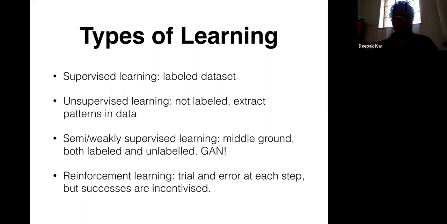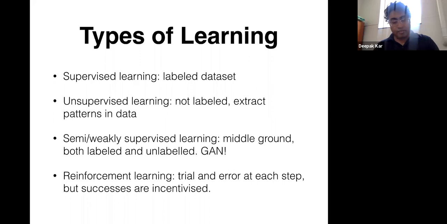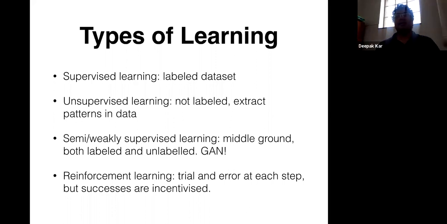A middle ground between them is called semi- and weakly supervised learning. It uses both labeled and unlabeled data. GAN is an example, and there are a few other examples as we go along. I'm not going to talk about it in the context of particle physics, but people use something called reinforcement learning, where essentially it's trial and error at every stage, and you incentivize the right answer and disincentivize the failures so that the algorithm moves towards getting the right answer.